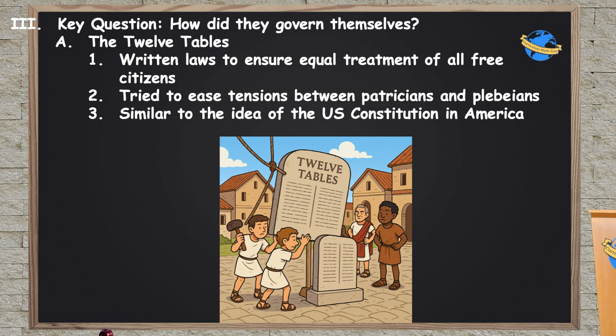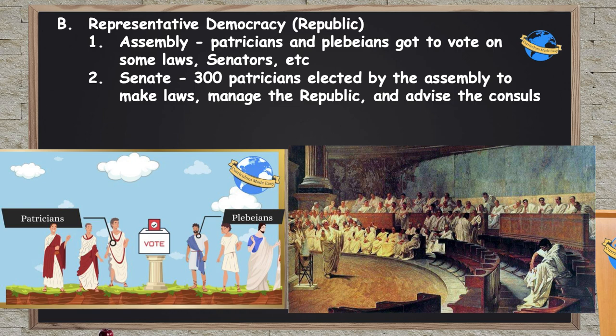The overall goal of the 12 Tables was to ease the tensions between the patricians who ran most things and the plebeians who were citizens but still had limited rights. So the 12 Tables were created so that everyone knew whose rights were what and what rights couldn't be violated. On the 12 Tables was the assembly. This is where patricians and plebeians got together to vote on laws, senators, and other things as well, right? So there's a ballot box here.